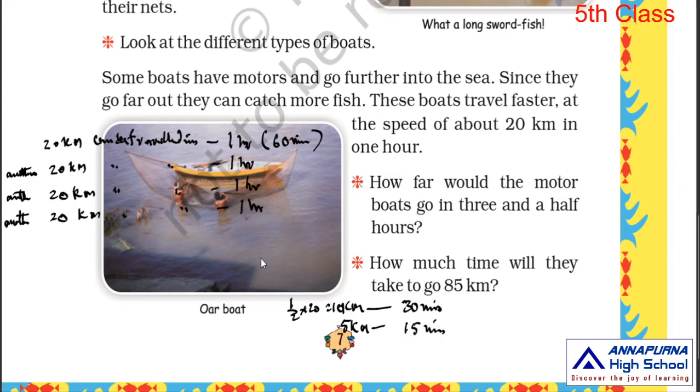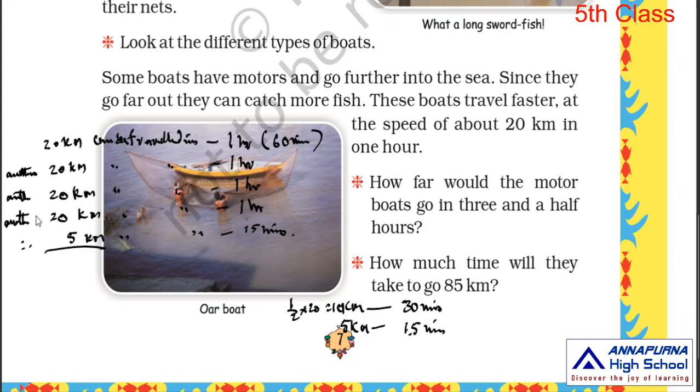Did you understand? Here 20 kilometers, 1 hour. Half of 20 is 10 kilometers, half an hour, which is equal to 30 minutes. What is the half of 10? 5 kilometers. Why? Because we want to find the time taken to travel 5 kilometers. Half of 10 is 5, so half of 30 is 15. Therefore 5 kilometers can be traveled in 15 minutes.